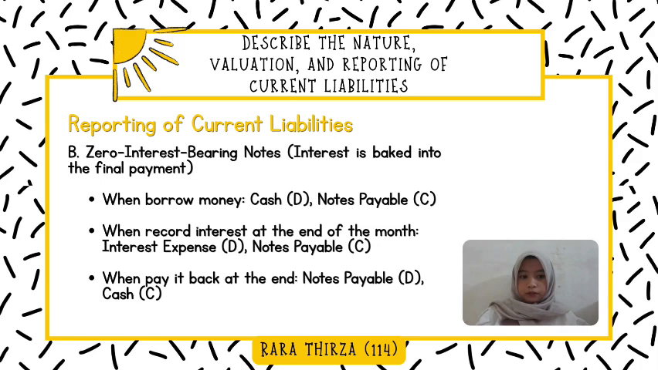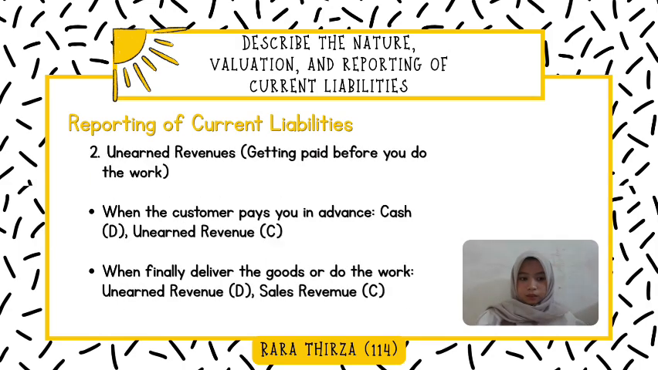Okay, and then the second type of notes payable is zero interest bearing. It's where the interest is paid in the final payment. When we borrow the money, we record cash in debit and notes payable in credit. Then when we record the interest at the end of the month, we record interest expense in debit and notes payable in credit. Then when we pay back at the end, we record notes payable in debit and cash in credit.